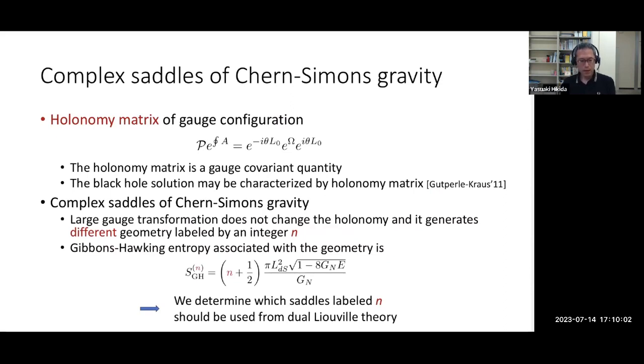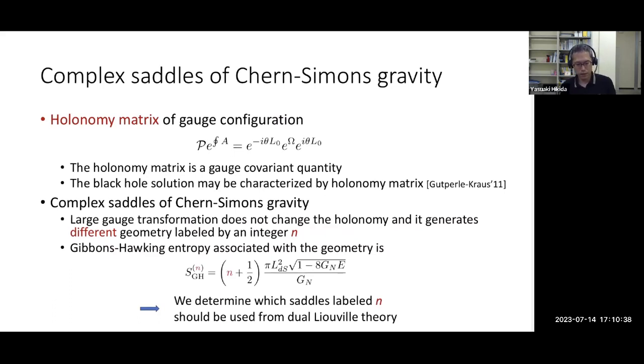So if we apply a large gauge transformation around the thermal cycle, then we can get the same holonomy matrix. And if the gauge group of Chern-Simons theory is compact and the level is integer, then actually gauge transformation is a symmetry of the theory. So even if we act with a large gauge transformation, we cannot get a different geometry. It's just the same geometry.